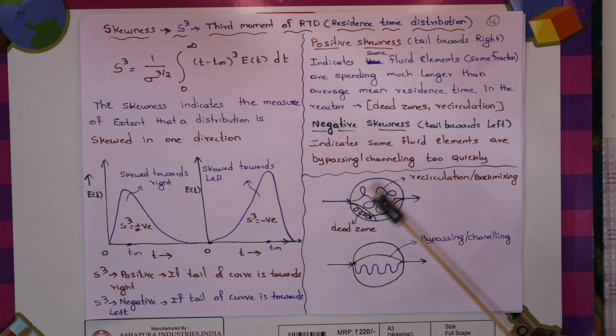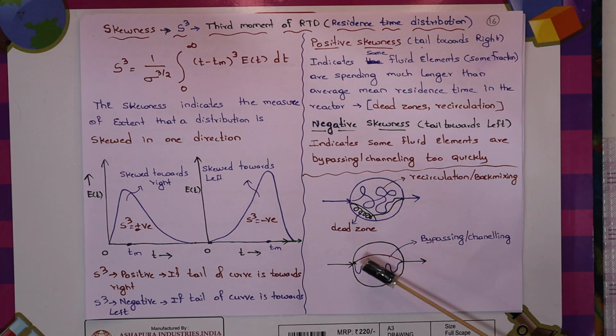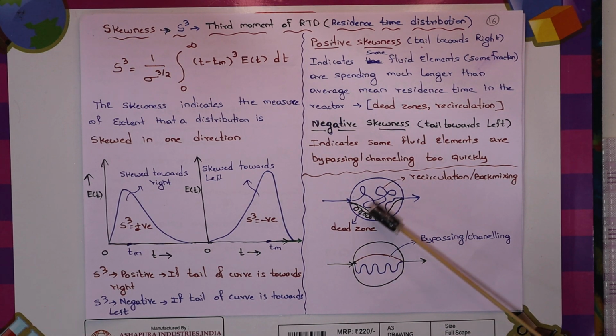Negative and positive, you can see the recirculations and back mixings. That means I'm just trying to figure out, for this particular case, you can see there are dead zones. For example, there is a non-ideal reactor inside, and there are kind of dead zones. Because of this dead zone, majority of the molecules show recirculation and back mixing.